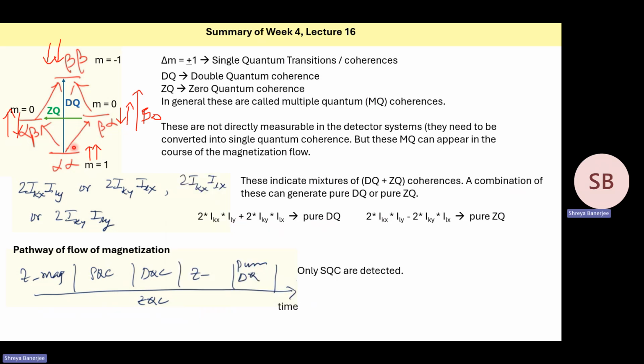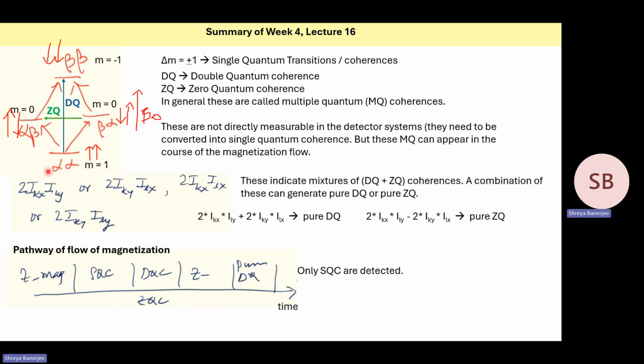Now we saw the selection rule for transitions. To calculate the M of a two spin system, you add up the individual M's. M of alpha is half, so half plus half is 1. Alpha beta has M plus half and minus half, so they cancel out and M becomes 0. Beta beta will have M of minus half plus minus half, that is minus 1. The selection rule is delta M is plus or minus 1. This is called single quantum transition or coherence. So the delta M can change only by 1.